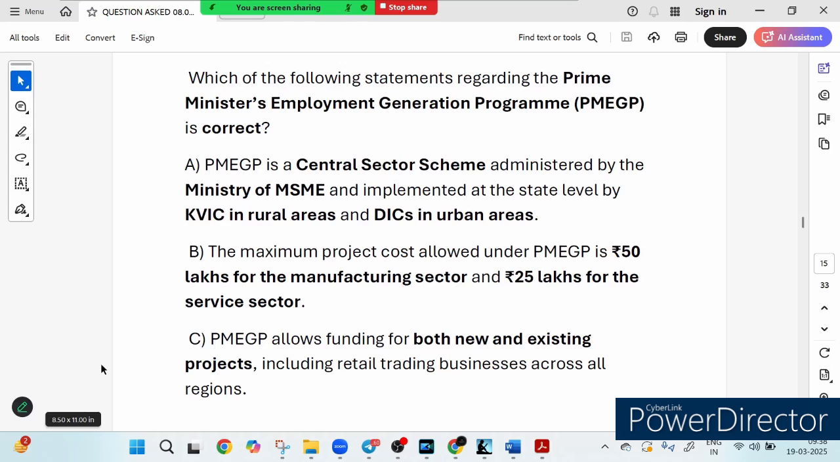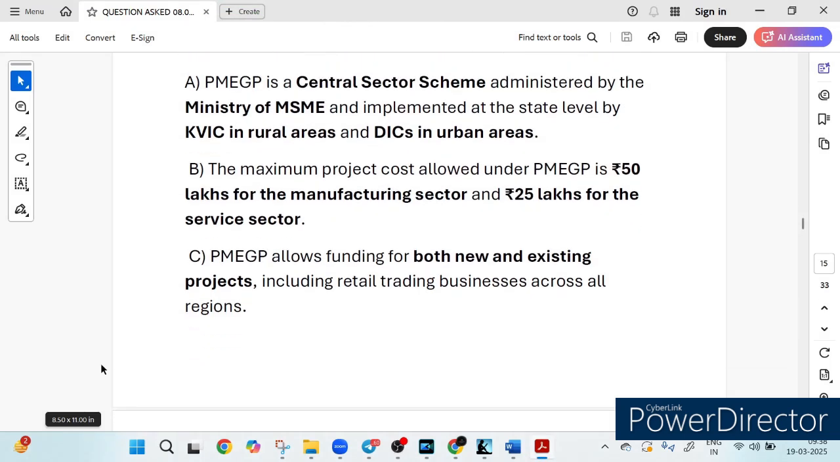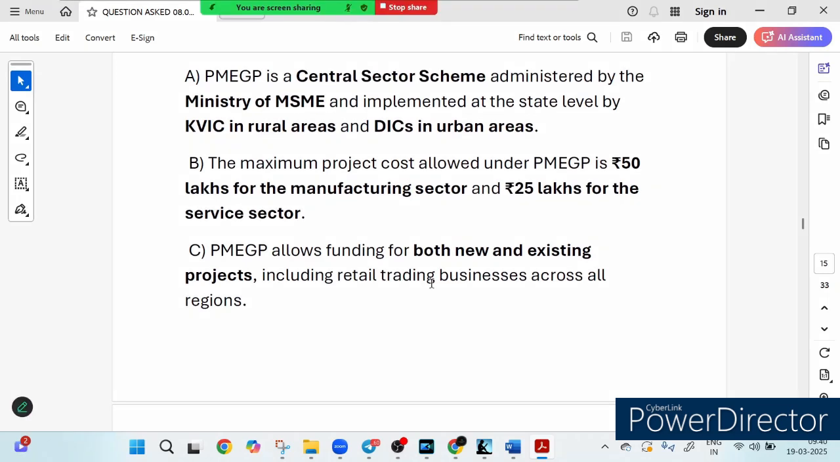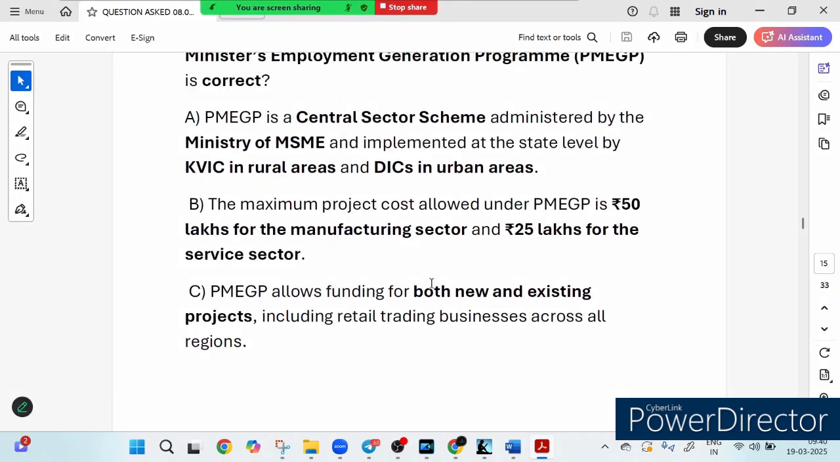administered by the MSME and implemented at the state level by the KVIC in rural area and DIC in the urban area. Option B, the maximum project cost allowed under PMEGP is 50 lakh for the manufacturing sector and 25 lakh for the service sector. Option C, PMEGP allows funding for both new and existing projects, including retail, trading and business across all regions. And option D, a generation program, a central sector scheme introduced by Ministry of MSME, whose objective is to generate self-employment and to promote micro enterprise in rural and urban areas.